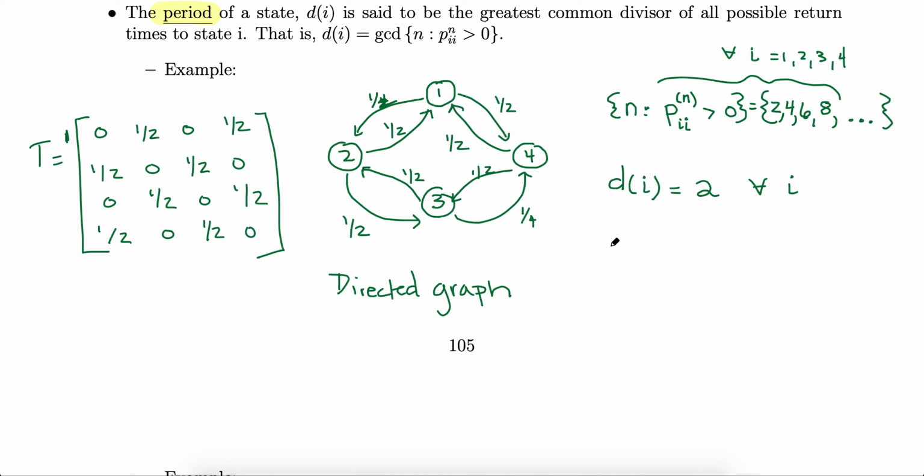Okay. Another side note here, this example is also irreducible. If you want to pause and think about that, go ahead, check it, but we can get from one state to any of the others. They're all in the same communication class, meaning this is irreducible.